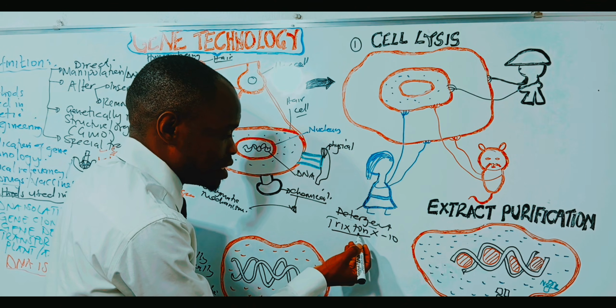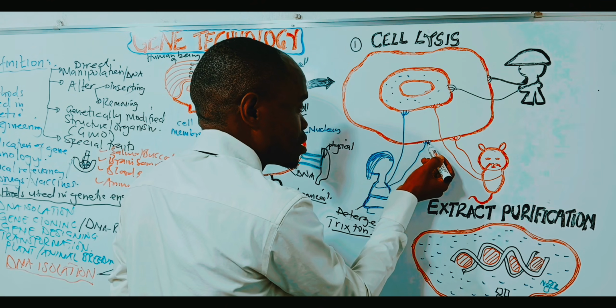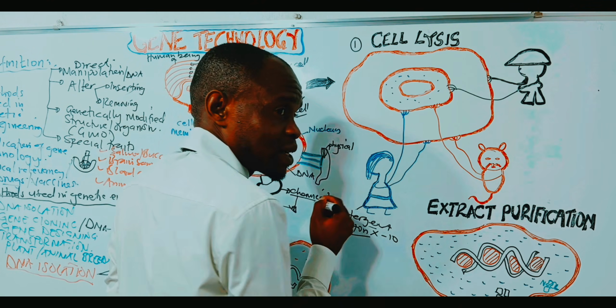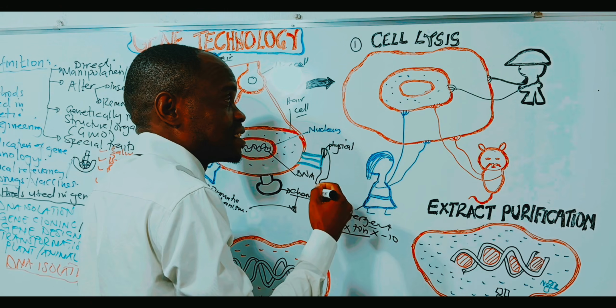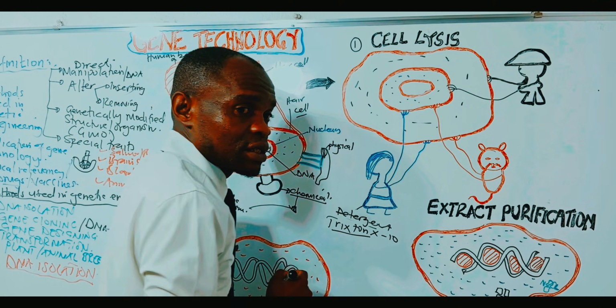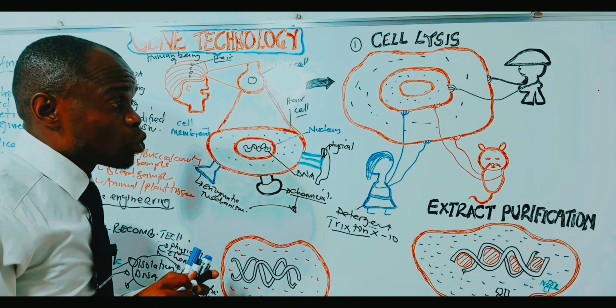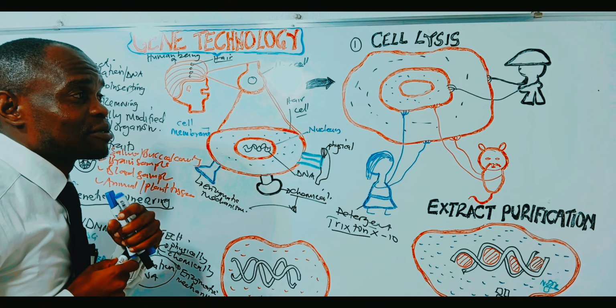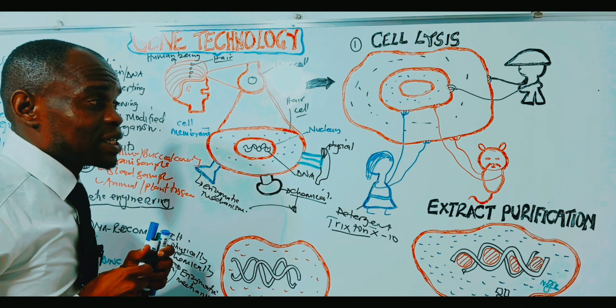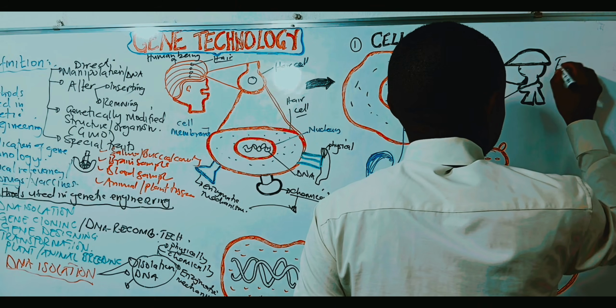So what is it going to do here? Members, this detergent is going to act on the cell membrane, also what is called the nuclear membrane, by disintegrating it, by breaking it down. Then also some other individual sitting here. What's the name of this one? You get?